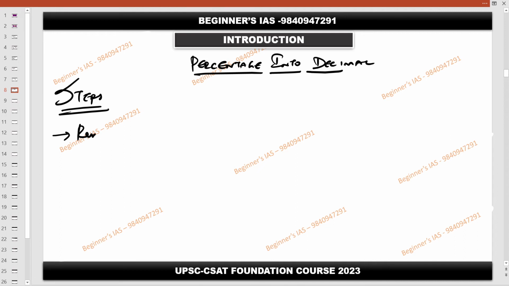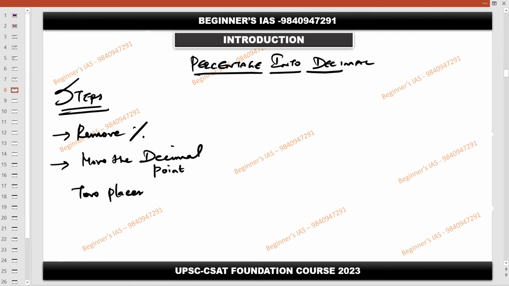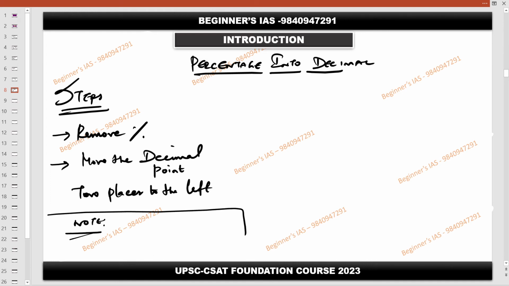First, remove the percentage sign, then move the decimal point two places to the left. Or else simply take this one, this note will help you: divide the given number by 100. Simple, divide the given number by 100, then you will get that percentage as a decimal.